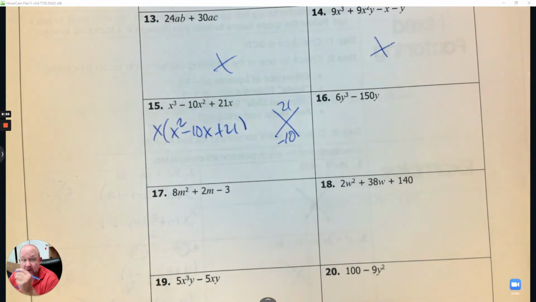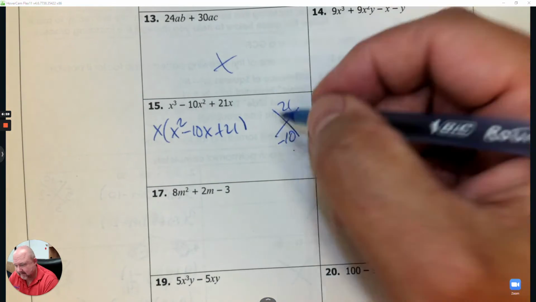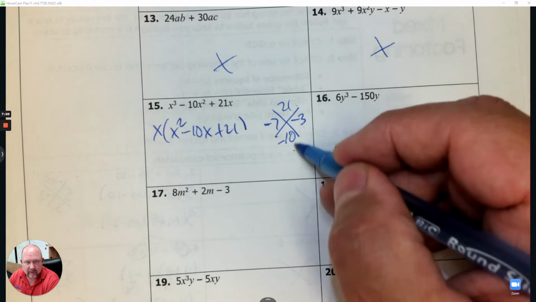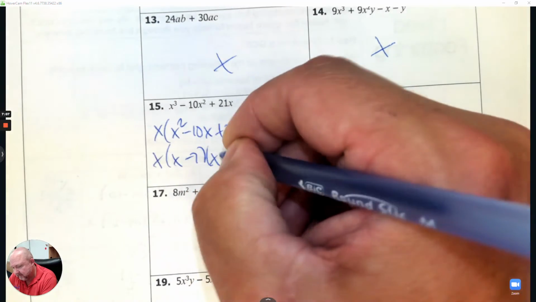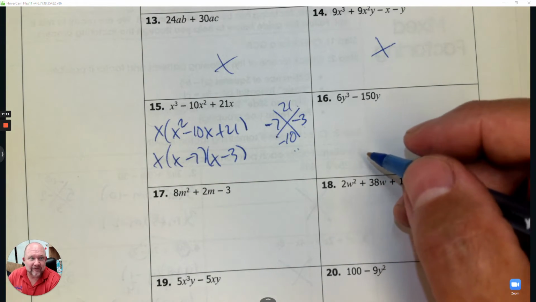So I need to know two numbers that multiply to 21, and the same two numbers add to 10. Both these numbers need to be negative. So they multiply to 21 and add to negative 10. And then again, it's the letter minus 7, the letter minus 3. And that's it.